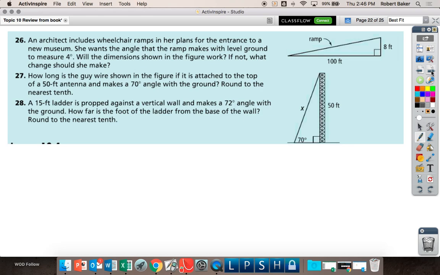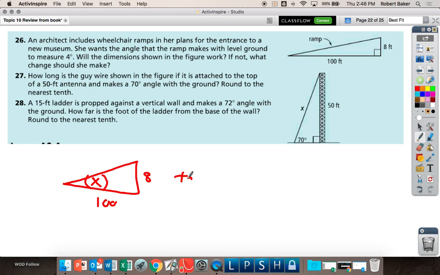I got that it wouldn't work, and I didn't know how to figure out how it would change. Okay, so how did you get no? I did tangent of 4 degrees equals 8 over 100. She wants the angle to be 4 degrees, right? So she built a ramp that's 100 by 8, and you're just trying to verify what the angle x is. It's not 4. She wants it to be 4, so she built this and is hoping the angle's 4.